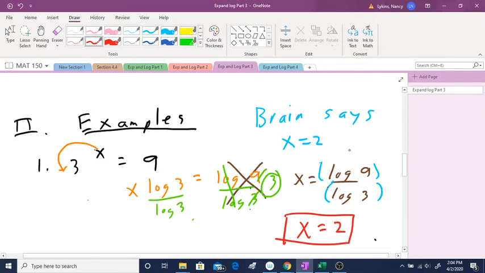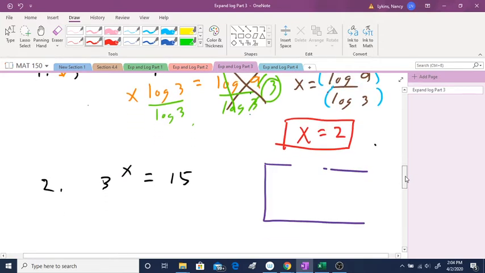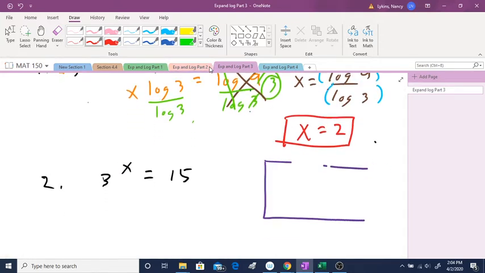So now the great question that I hear is, why in the world, if our brain tells us it's 2, do we go with this complex method of using logarithms to solve this exponential problem? So let me scroll down to my example number 2. And here's the reason why.